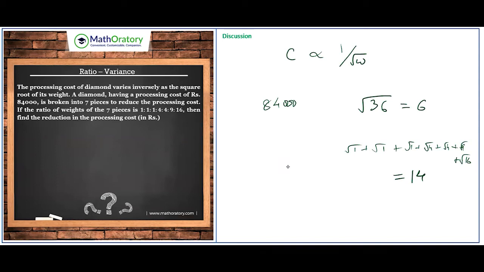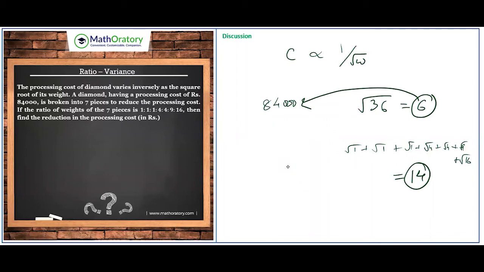Now, this is the part that I would like to discuss. We can do proportionality questions in a lot of ways, but suppose this would have been a direct proportion instead of an inverse proportion. Then the idea would have been that this 6 corresponds to this 84,000. What is 14 corresponding to? That is the question. You can use the simple unitary method, right?